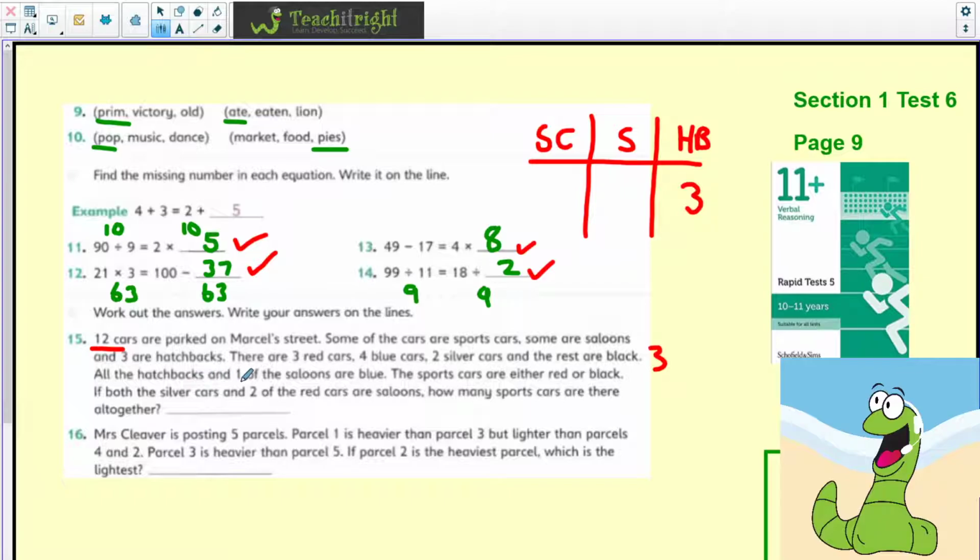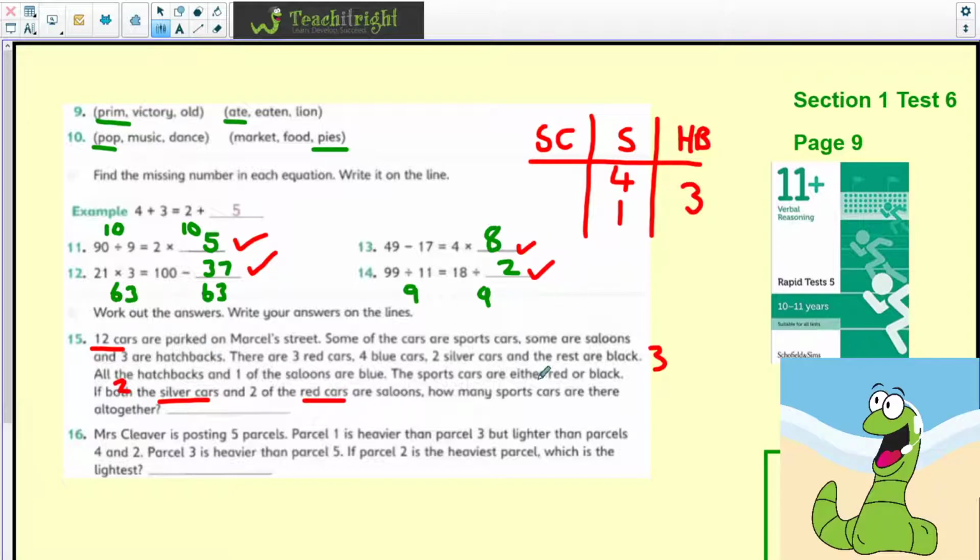All the hatchbacks and 1 of the saloons are blue. Now that's quite interesting, because that means that there's definitely going to be 1 saloon car, because 3 are blue and 1 blue is a saloon. So I'm just going to put 1 in there. That might be useful. Sports cars are either red or black. Both the silver cars and 2 of the red cars are saloons, so we've got silver and red are saloons, so both being 2. So that gives me 4 altogether. So I'm going to write 4 in there.